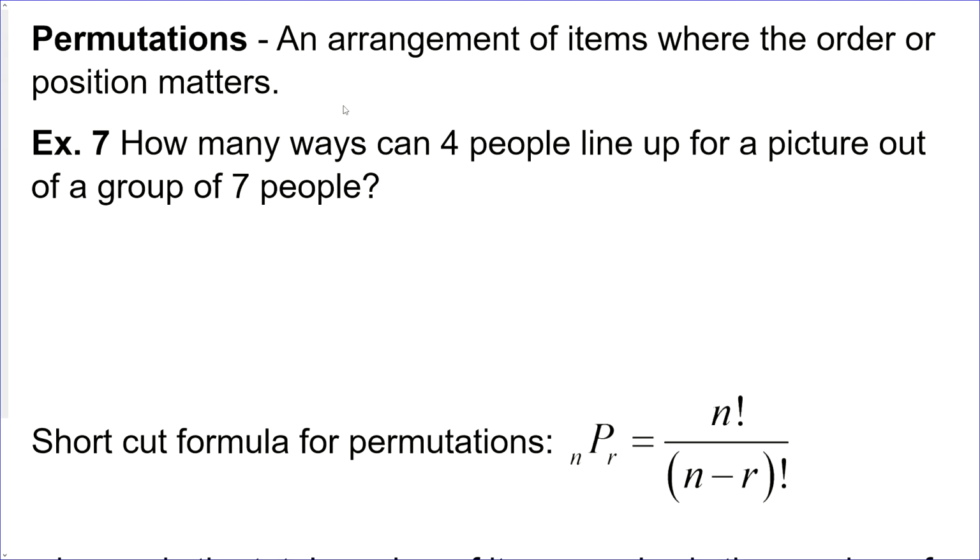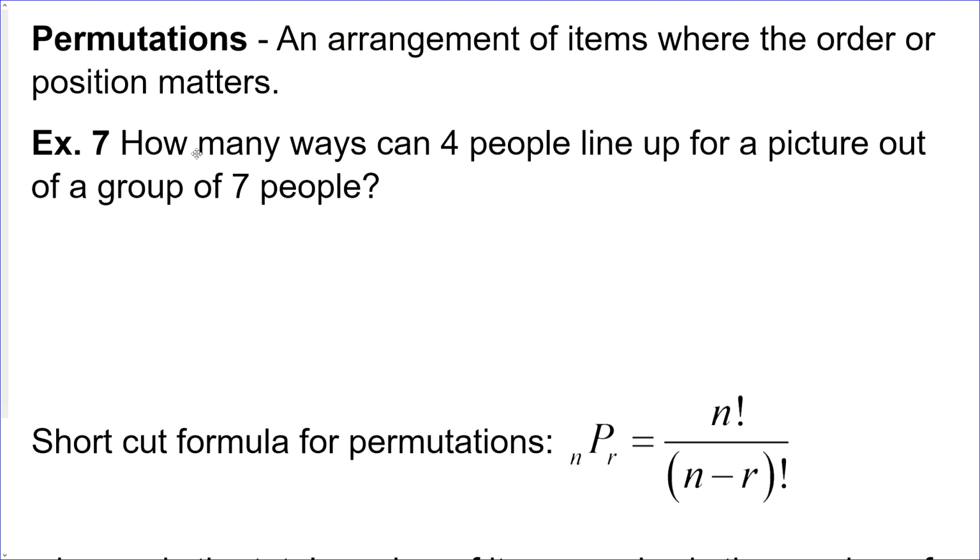Now that we know how to calculate the answers to all these counting method questions, we're going to differentiate 2 types of questions. The first being permutations. That's when we're making an arrangement and the order or the position matters.